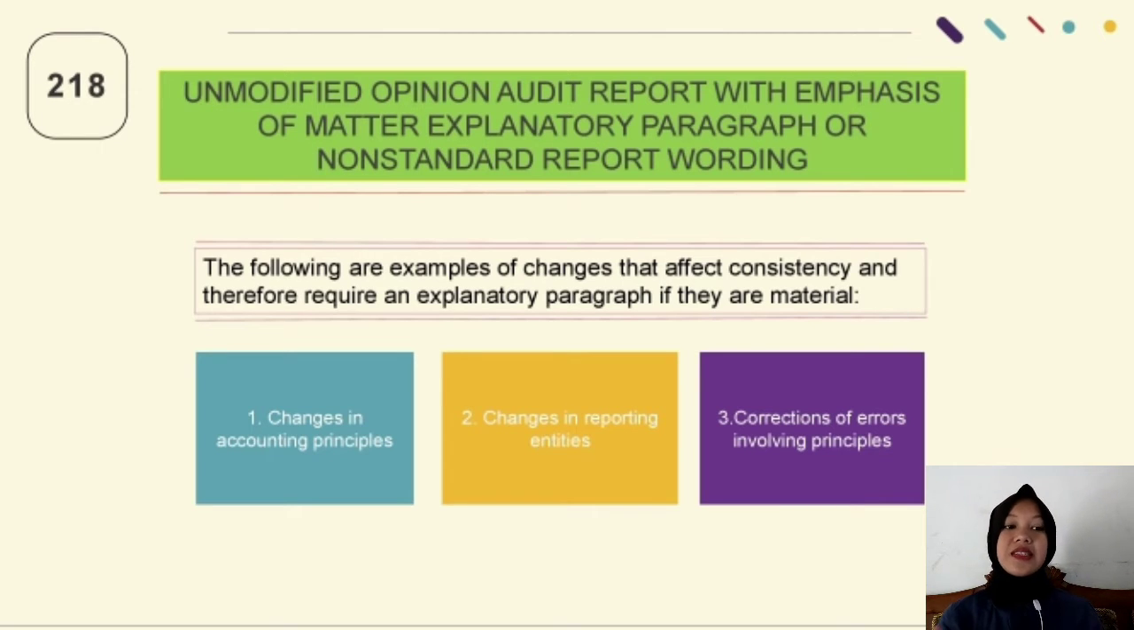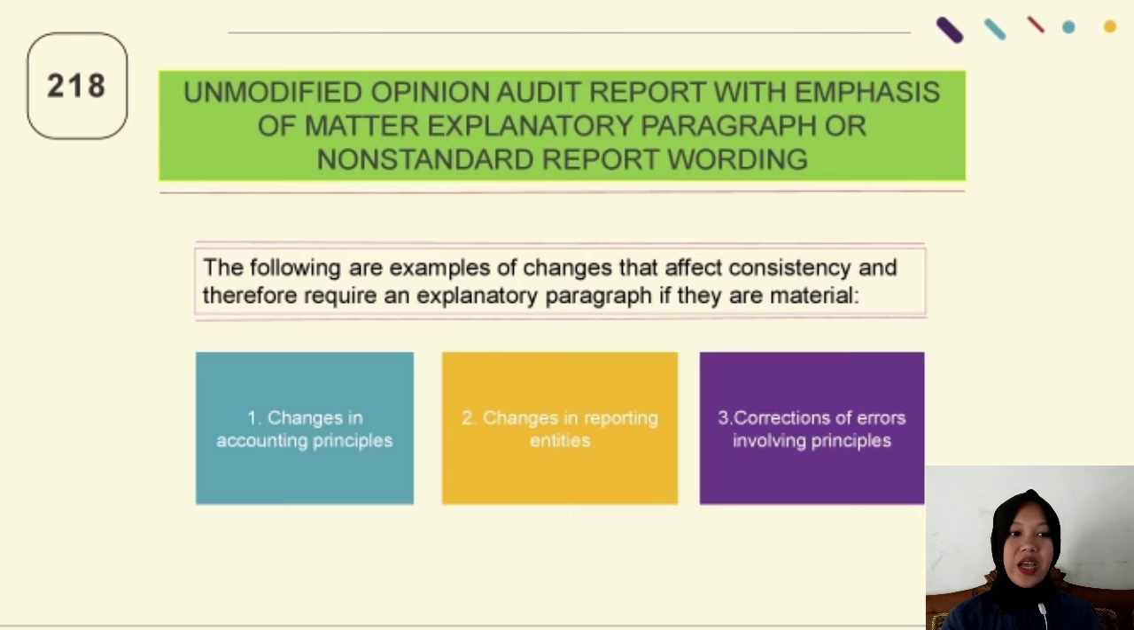The following are examples of changes that affect consistency and therefore require an explanatory paragraph if they are material. As you can see on your slide, the first is the change in accounting principle. For example, a change from FIFO to LIFO inventory valuation. For example, the first method used by the company is FIFO, and then the company changes to the other method, that is LIFO.